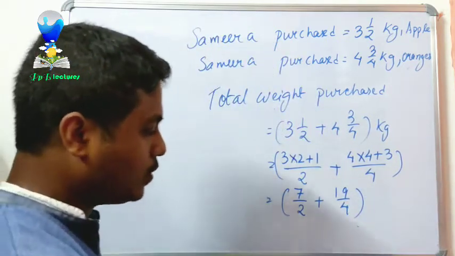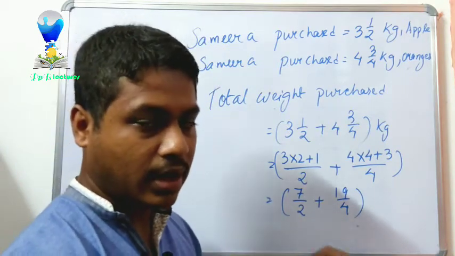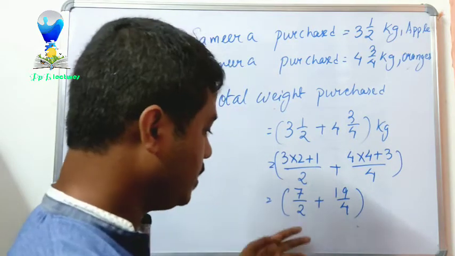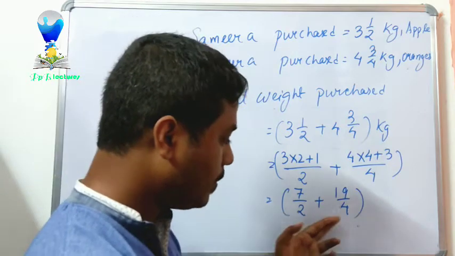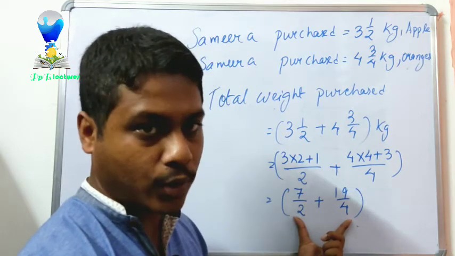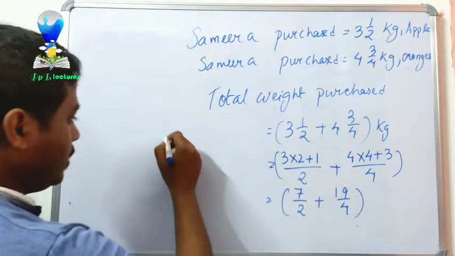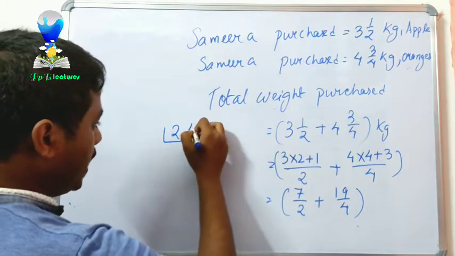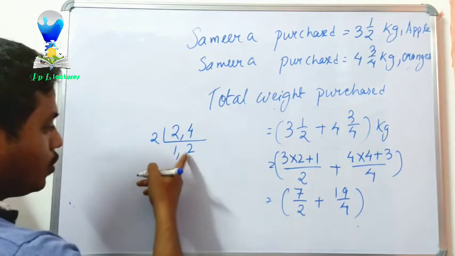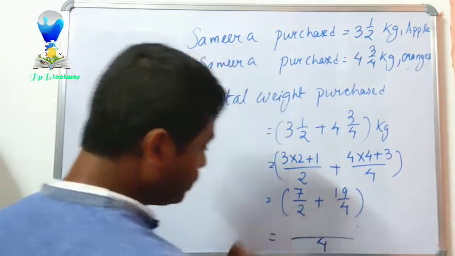So we have got 7 by 2 plus 19 by 4. After this, I think everyone remembers doing the addition of fractions. You have done this in class 6. So the lower numbers, that is 2 and 4. First of all, you take out the LCM of 2 and 4. 2 1s are 2, 2 2s are 4. That means the LCM here will be equal to 4.